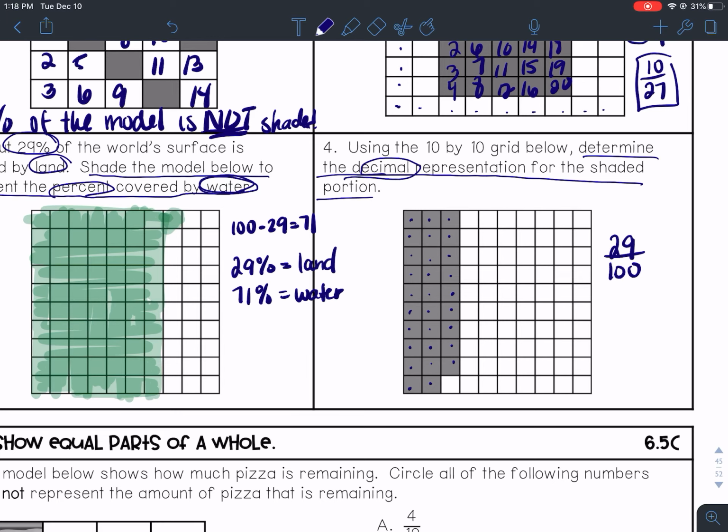So if 29 out of 100 are shaded, and I want to write it as a decimal, 0.29. And that's it, 29 hundredths. I'll write 29 hundredths as a decimal.